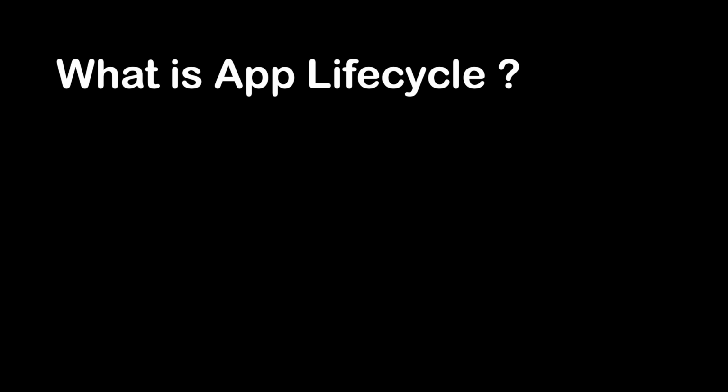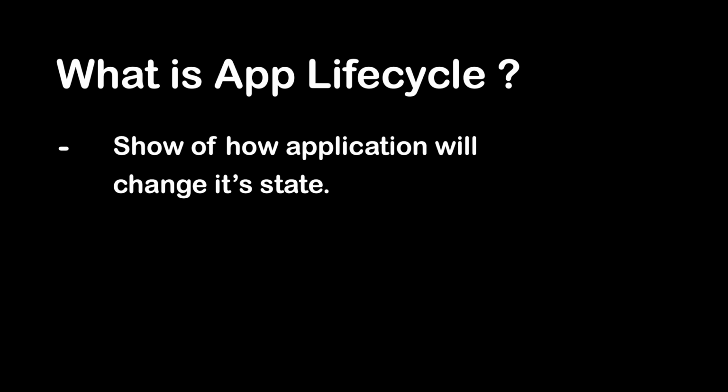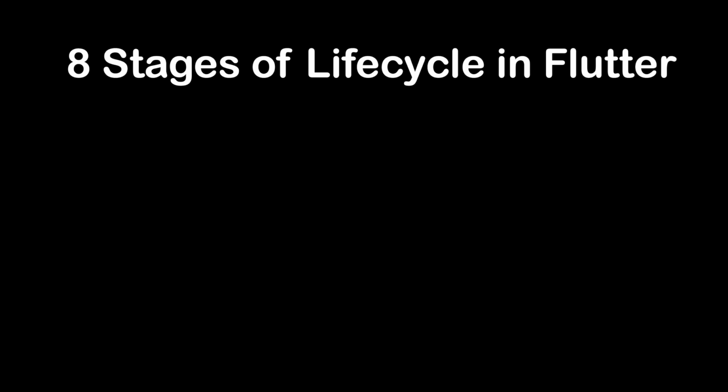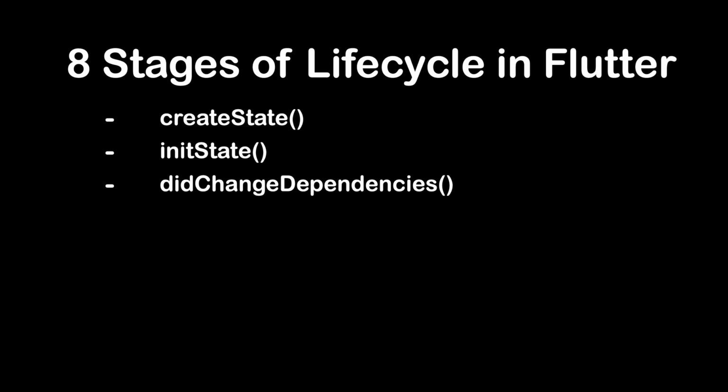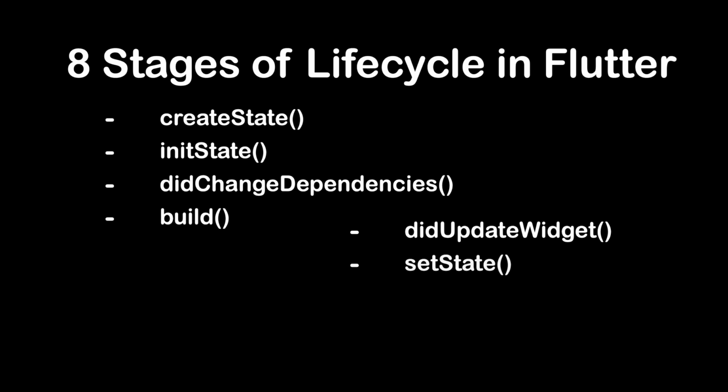So what is App Lifecycle? App Lifecycle is the show of how application will change its states. It helps in understanding the idea driving the smooth progression of our application. There are 8 stages of lifecycle in Flutter, which are create state, init state, did change dependencies, build, did update widget, set state, deactivate, and dispose. Let's begin by deeply explaining on each stages.